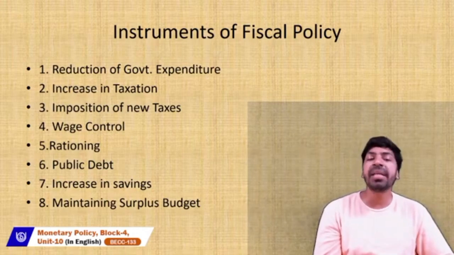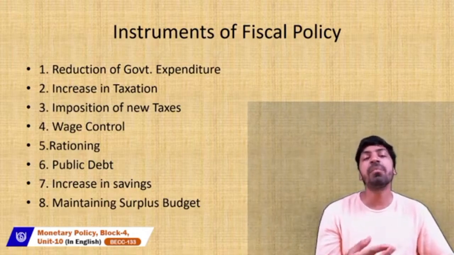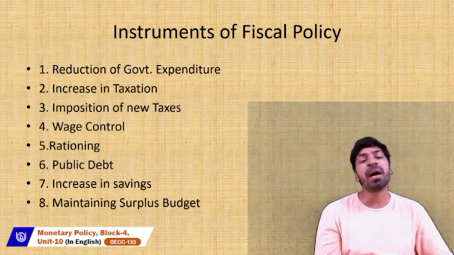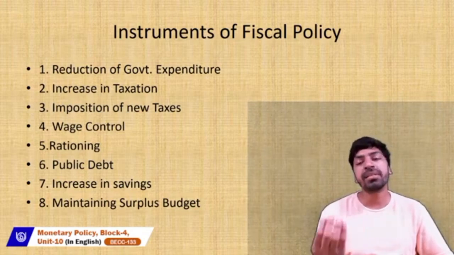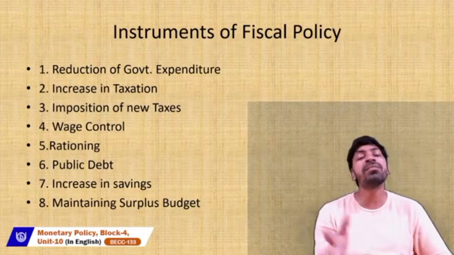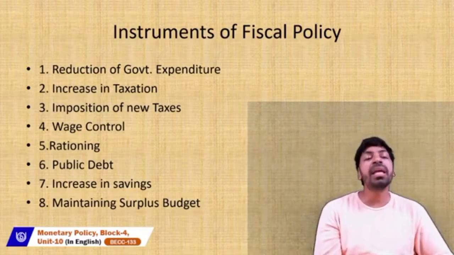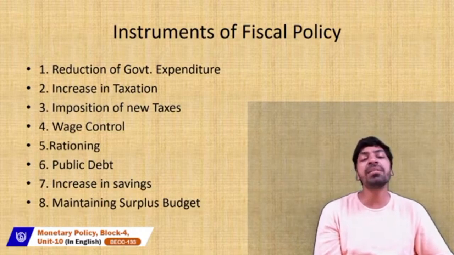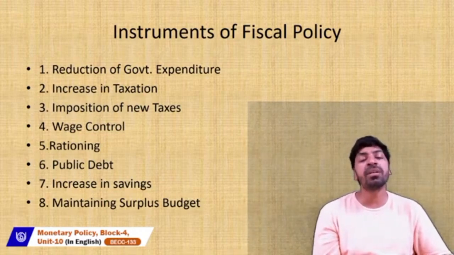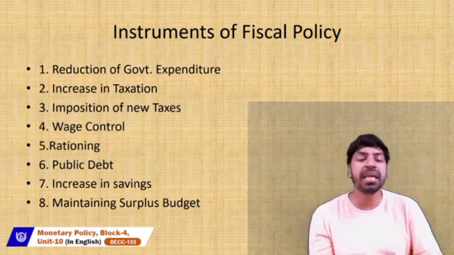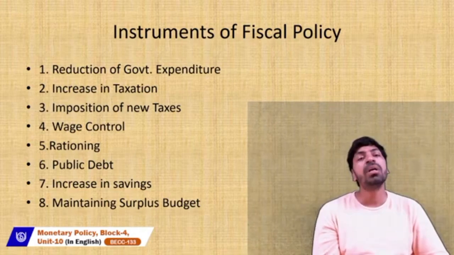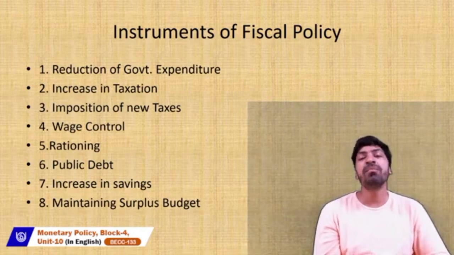Next one is public debt. Fiscal policy also helps to pay off the debts of the public through the banking institutions, through the insurance institutions, or all other financial institutions. The next one is increase in savings. As more and more taxes are imposed, the revenue would get increasingly saved in the particular government accounts, as one of the instruments of fiscal policy.